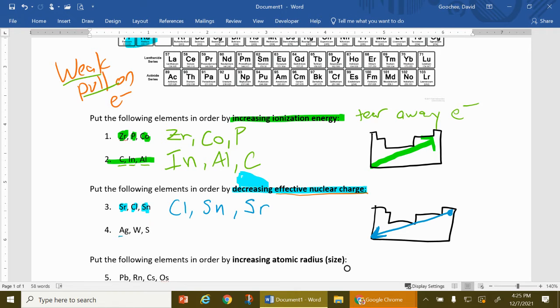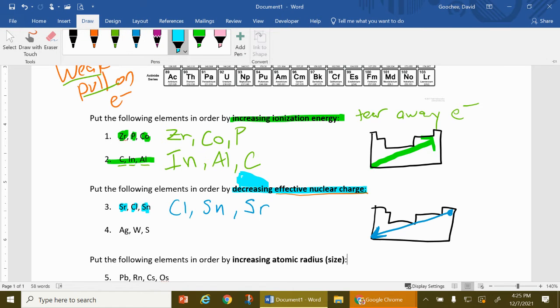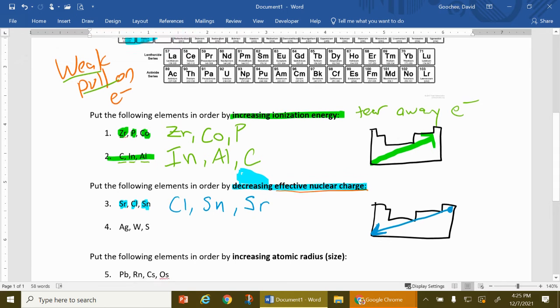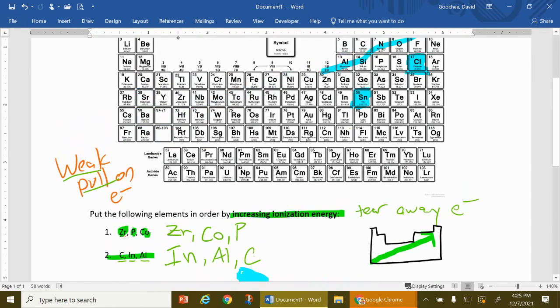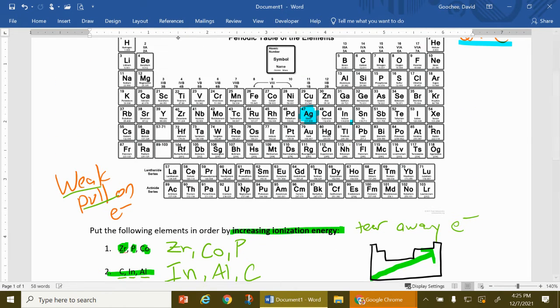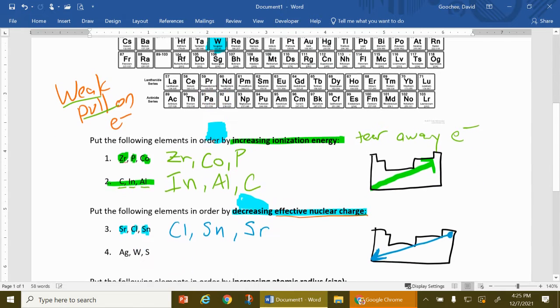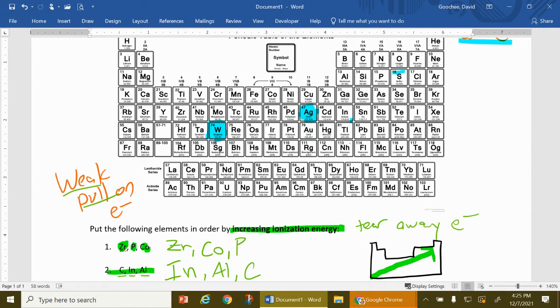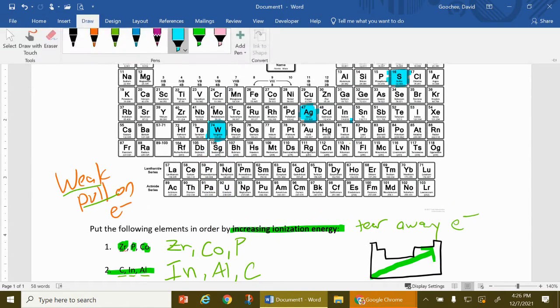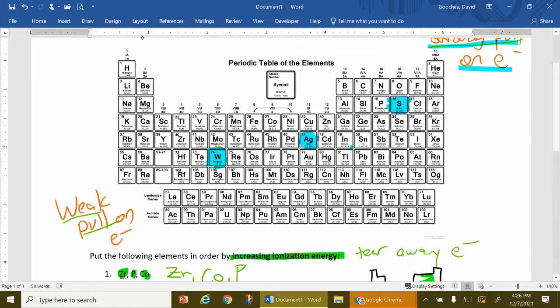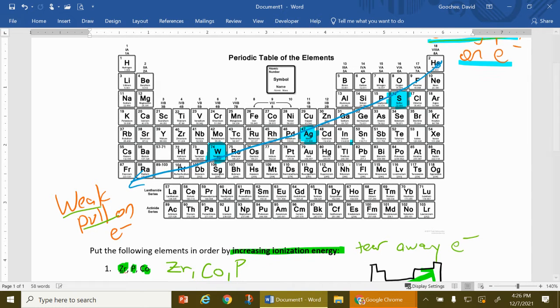Okay, let's try another one. Let's put silver, tungsten, and sulfur in order of decreasing effective nuclear charge, again going from top right to bottom left. So let's find them on the periodic table. There's silver, there's tungsten, and there is sulfur. Well, this is pretty straightforward. From top right to bottom left, first comes sulfur, then comes silver, then comes tungsten.